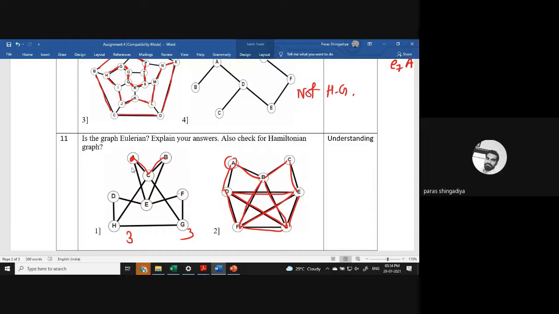Okay, so here is the conclusion for both graphs. The first one, what will be the answer? It is not a Euler graph, because it does not contain a Euler line. Okay, that is the answer of the first one. Now the second one, for Hamiltonian, it is also not Hamiltonian.